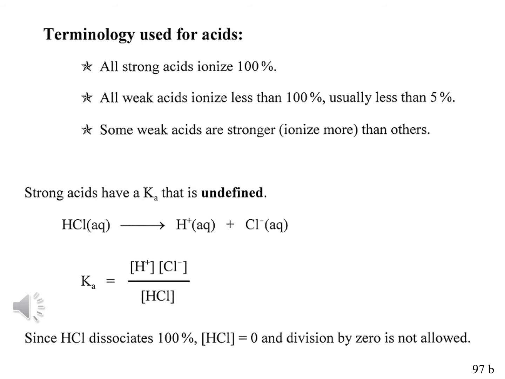If you put HCl in water and you get 100% ions, there are no HCl molecules. So again, you would have to divide by 0, and that's not allowed. So that means Kas for strong acids are undefined, and that also means that all of the acids in your table are weak ones, except for that one sulfuric acid, which we're going to talk about individually. The first step is strong.